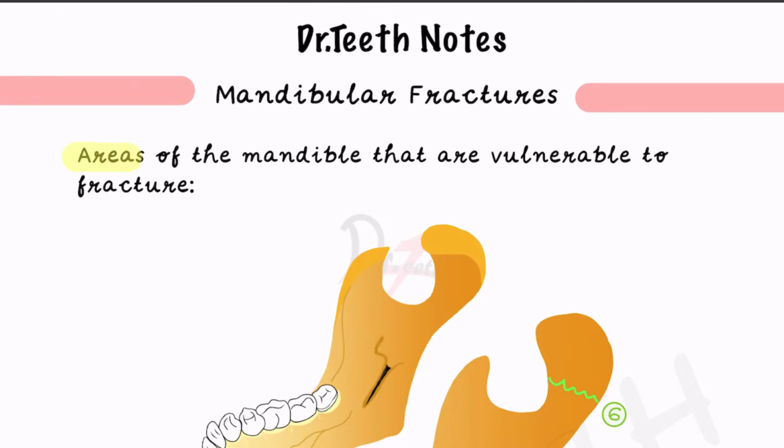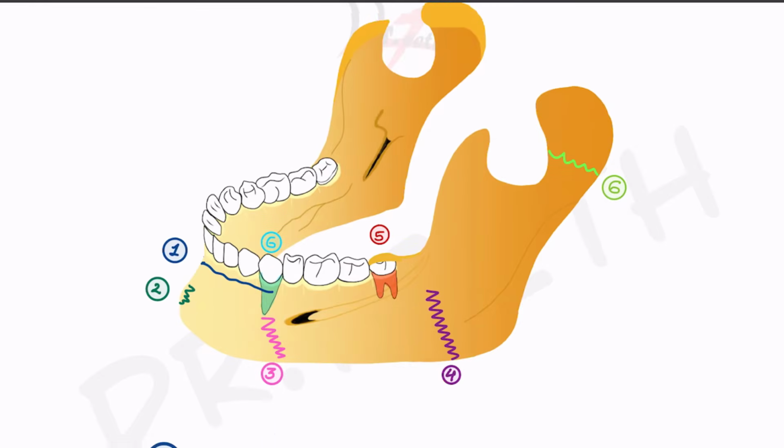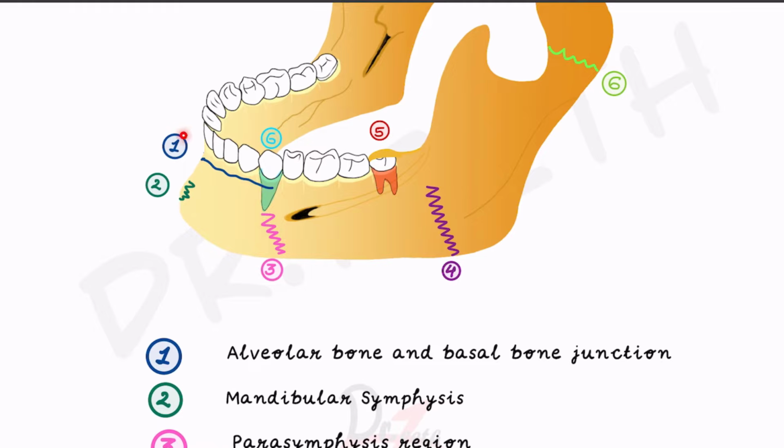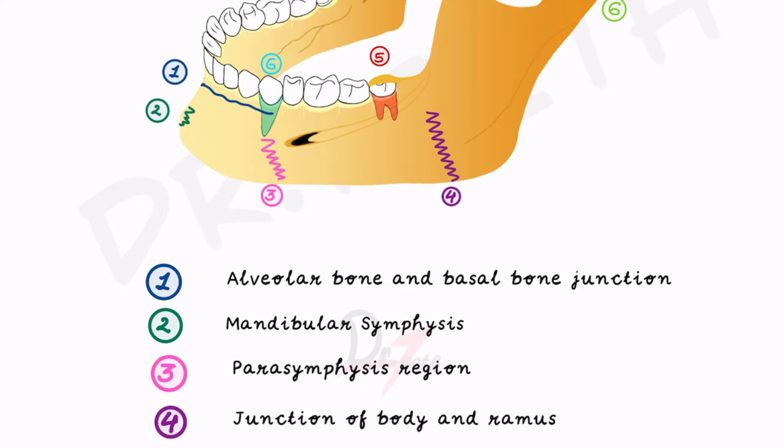First of all, we are going to see the areas of the mandible that are vulnerable to fracture. The first one is the alveolar bone and the basal bone junction. Then we have the mandibular symphysis. Then we have the parasymphysis region, the region that is adjacent to the symphysis region. Then we have the junction of the body and the ramus. This is the ramus of the mandible and this is the body of the mandible. The junction between them is also a weak point of fracture.